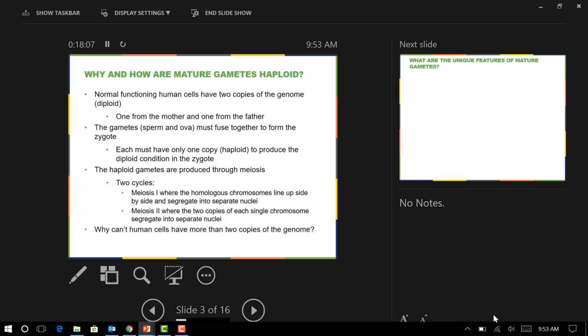Okay, so the 3 biggest issues with having more than 2 copies or less than 2 copies are, 1, the processes like mitosis and meiosis, these highly controlled processes that are designed to handle 2 copies. That's one of the biggest issues. The next biggest issue is fertilization. Fertilization is basically structured to handle one set of chromosomes joining a second set of chromosomes.